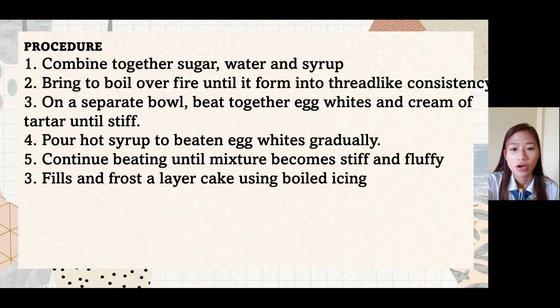Number 3, in a separate bowl, beat together egg whites and cream of tartar until stiff. If you have a mixer or hand mixer, you may use that as recommended equipment. Number 4, pour the hot syrup into the beaten egg whites gradually. The melted sugar in water together with corn syrup is put in gradually while it is hot and bubbling. So take care while doing it to be safe and not burn our skin.